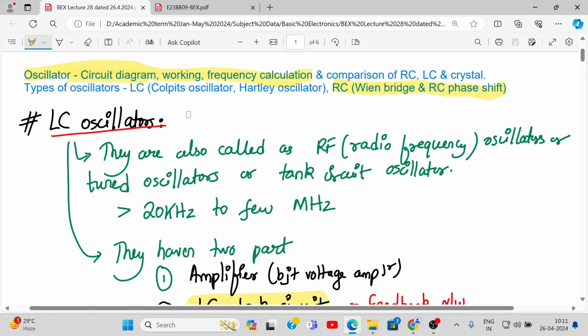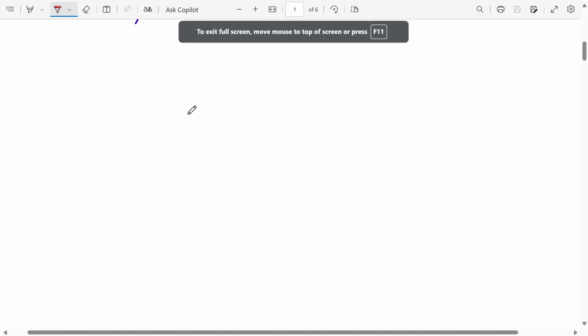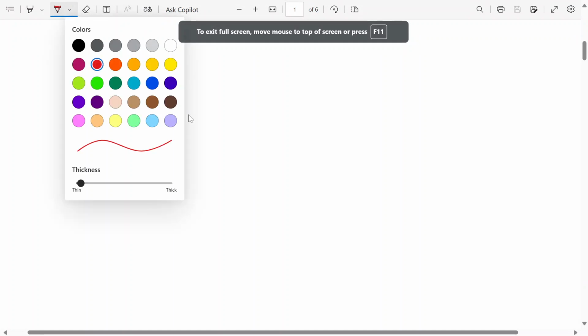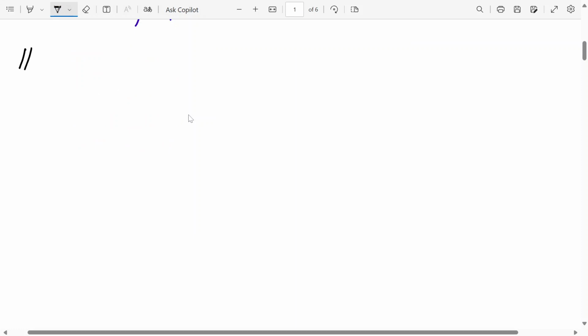And there are two types of LC oscillators which we are going to study. The two types are, one is the Colpitts oscillator, the other is the Hartley oscillator. Okay, so we'll study them one by one. Let's go to the next topic now. So the next topic is how an LC tank circuit works. So let's go to that.